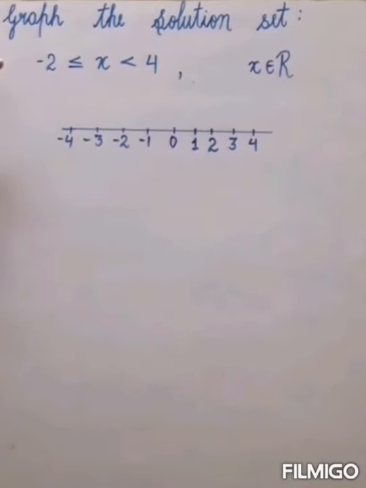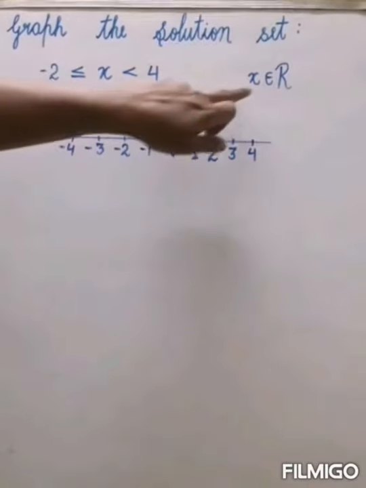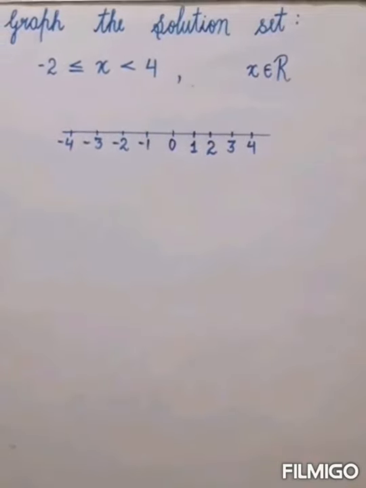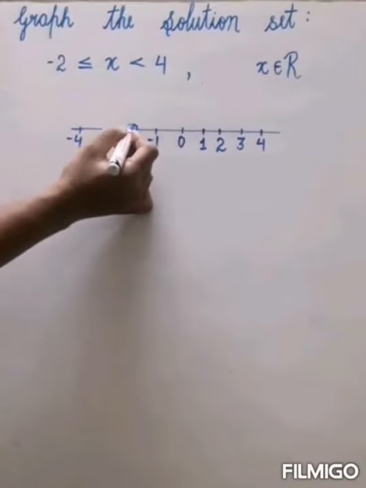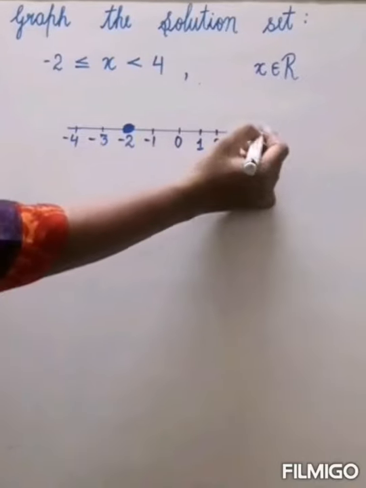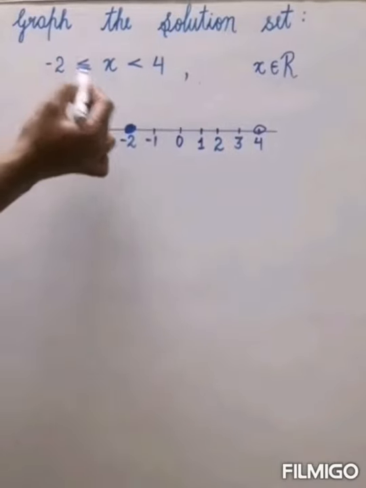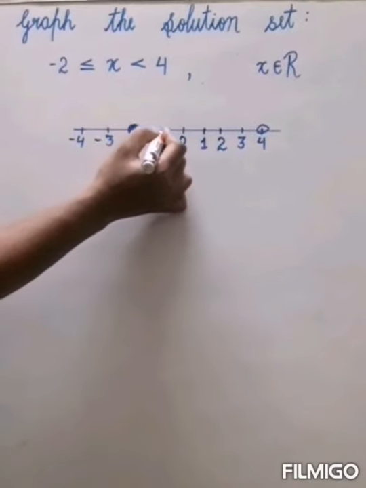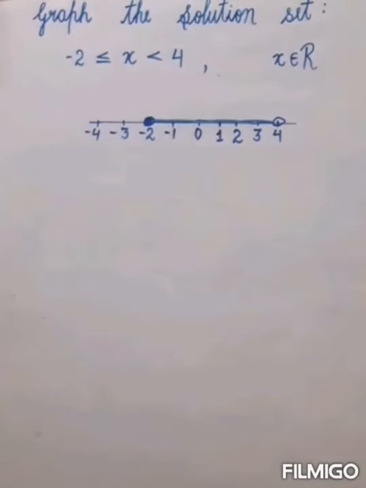Now we have the same solution set, x is greater than or equal to -2, less than 4. But here we have x is an element of R. R is a set of real numbers. Now here the graphing will be different. What are we going to do? On -2 we will make a circle and we are going to fill it. Why are we going to fill it? Because we have an equal to sign. On 4 also we will make a circle, but here we will not fill it because we don't have an equal to sign here. Now x is greater than or equal to -2 and less than 4. So the region which is greater than -2 and less than 4 is this region. We are going to make it dark. This is the graphing of real numbers.